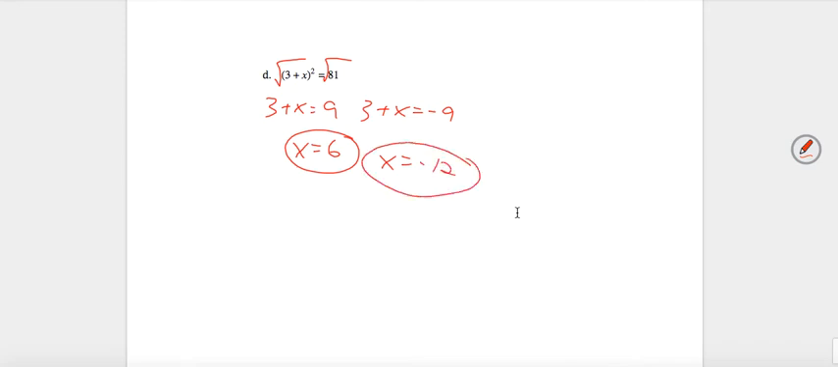Okay, again, so that quick summary is you're square rooting both sides, and then after you take the square root of the number side, you've got to make sure to set the expression that's left. So like in this last one, it was 3 plus x. You're setting 3 plus x equal to 9 and equal to negative 9. That's it for this one.